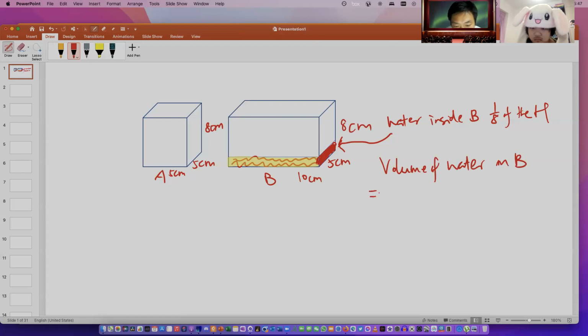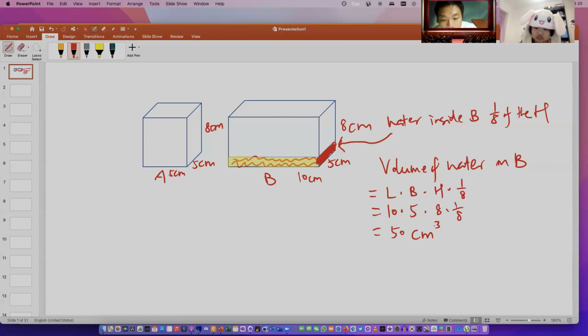What you do is basically take length times breadth times height, and in this case the water inside B is 1/8 of the height. So the height is not 8, but you need to times 1/8 of it. So it's 10 times the breadth 5 and the height 8, 1/8 of 8 is 1. So you get 50 cm cube. The volume of water in B is 50 cm cube.